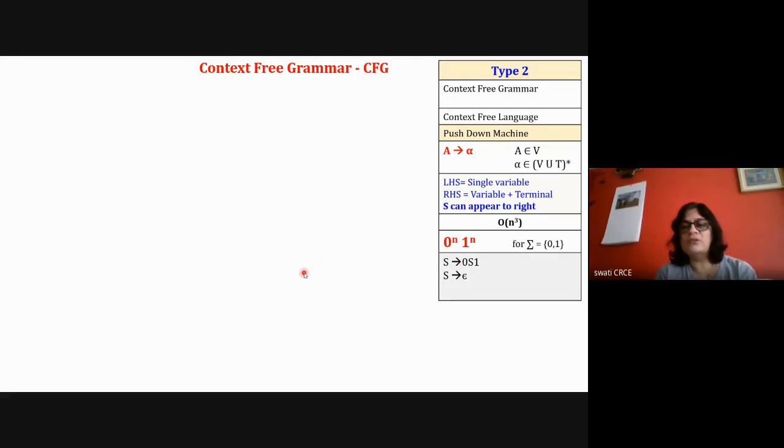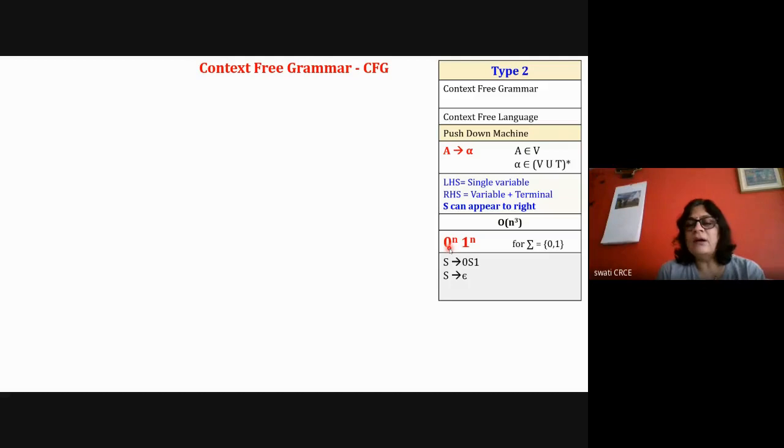Okay, so just have a quick look at context free grammar: type 2 grammar, CFG, language is CFL, machine is push down machine, rules are of this type. A is equal to alpha, and S can appear on the right, so S can be defined with the help of S. The complexity is n cube, and an example of type 2 grammar is 0 raised to n, 1 raised to n. It is not a regular language. As per the pumping lemma, we show that 0 raised to n, 1 raised to n is not a regular language. It is a context free language.